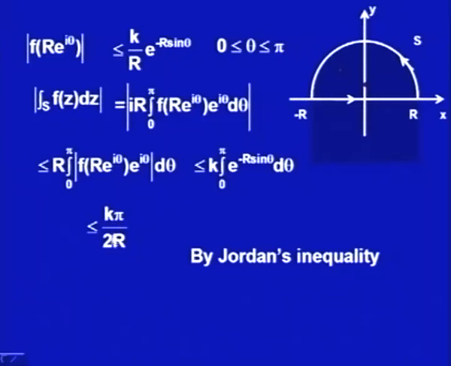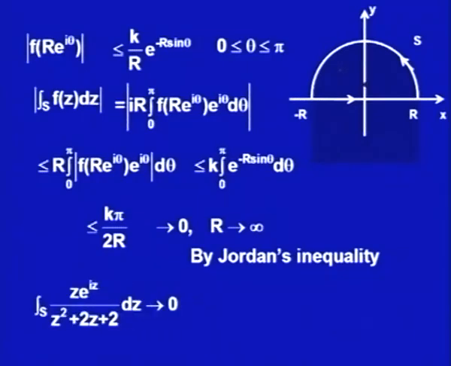Now, we have found k pi upon 2r, a finer upper value which depends upon r. It says that as we take r larger and larger, it will approach 0. Since the absolute value is a positive value, if it is approaching 0 as r approaches infinity, then the value itself must be 0. What it says is that the integral of f(z) along this semicircle S must be 0.